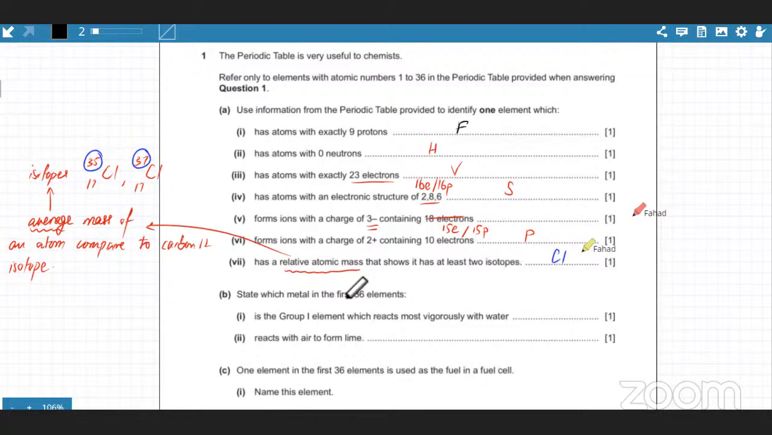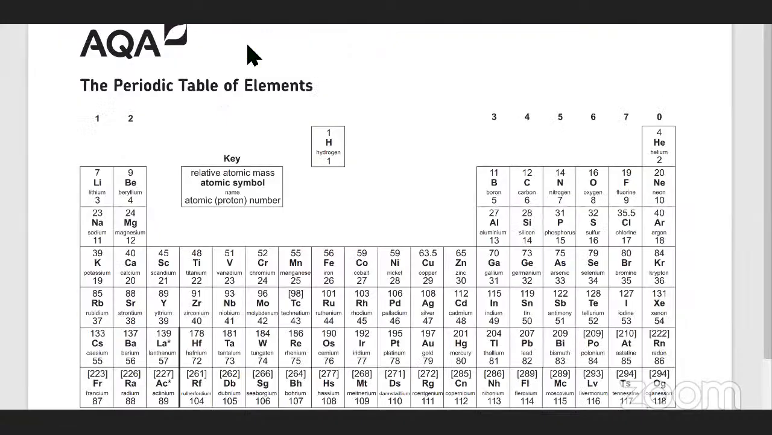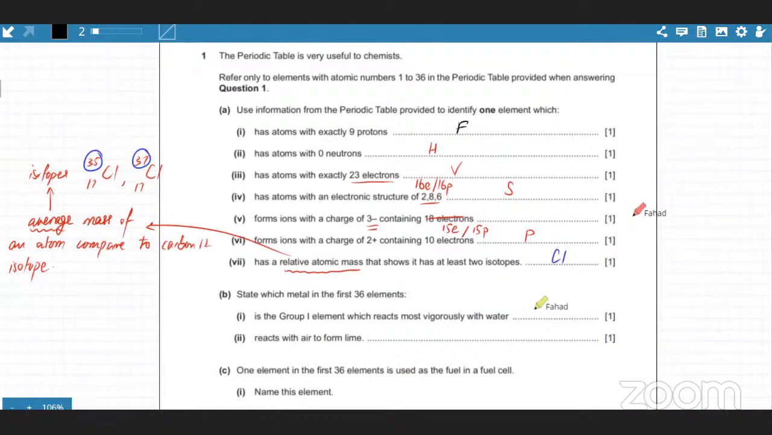The next part is: state which metal in the first 36 elements in the group 1 elements reacts most vigorously with water. So first 36 elements, and we talk about a group 1 metal. Reactivity always increases down the group. Remember, the first 36 elements, so we can't go to rubidium, that's 37. We have to stick with potassium. Potassium, the lowest in the group, is the most reactive in this case, and it's going to react very, very vigorously with water.